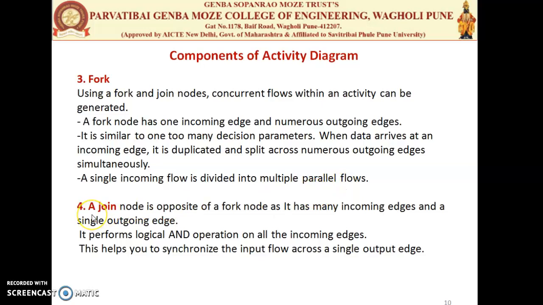Next is a join. Join is the opposite of the fork, that is, it has many incoming edges and a single outgoing edge. It just performs the logical AND operation. It helps you to synchronize the input flow across a single output edge. So a number of inputs are given to an activity and the activity will only show a single output without conflicting situations. So these are the four components of the activity diagram.